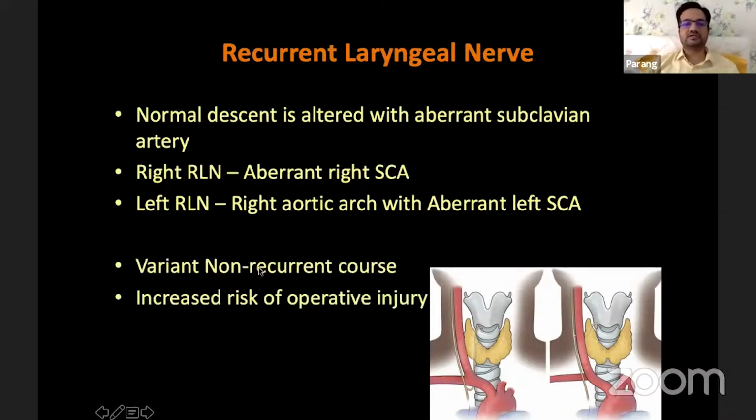And what is called a non-recurrent course can be there, because typically the recurrent laryngeal nerve dips down and then ascends, what is called a recurrent curve. While in these cases of anomalies, it can have a very variable course, but can be even a horizontal or a non-recurrent course. In this case, they increase the risk of operative injury, because the surgeon will not be expecting it to be at an altered position. So just by giving this additional information of aberrant subclavian arteries, we are also adding value to this preoperative management.